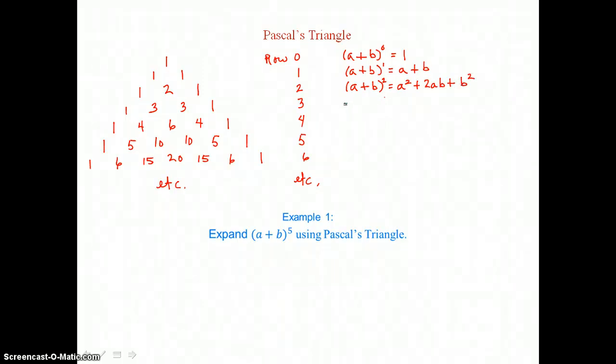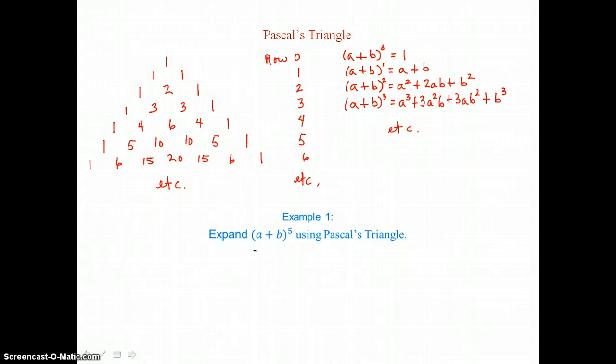And then the third row must be the coefficients of a plus b to the third power, which will expand to 1a cubed plus 3a squared b plus 3ab squared plus 1b cubed. And this pattern continues. Pascal's triangle is directly related to the coefficients of binomial expansion.